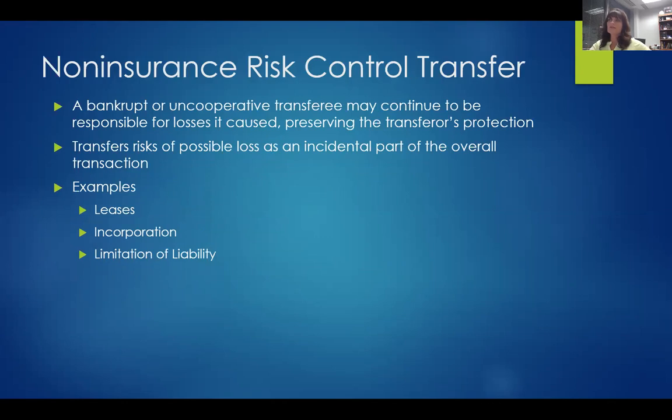So in the risk control transfer, there are several different examples we're going to go through. If you have a bankrupt or uncooperative transferee, the one who's willing to take on risk, this contractor you're working with, they may continue to be responsible even if they're bankrupt, if you do the risk control side of it. And it would preserve your transaction. It doesn't mean they're going to pay for it, but it definitely holds them responsible for what they were willing to take on.